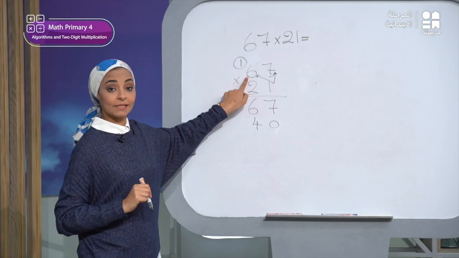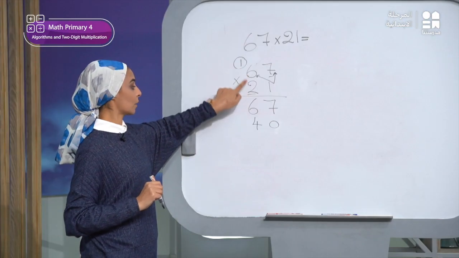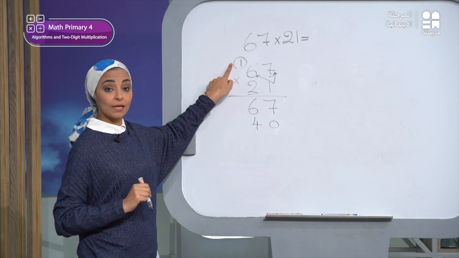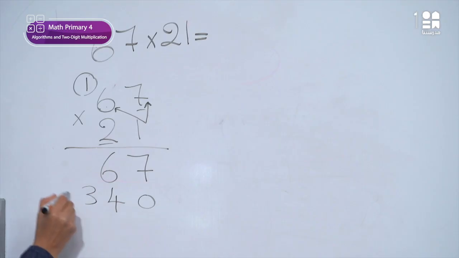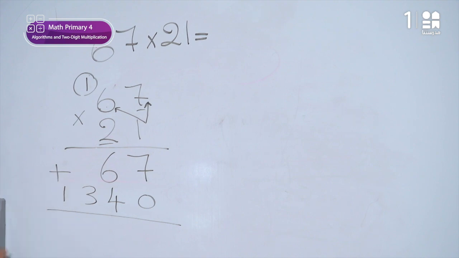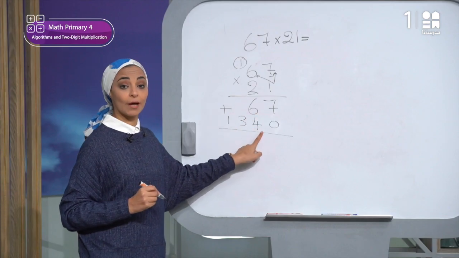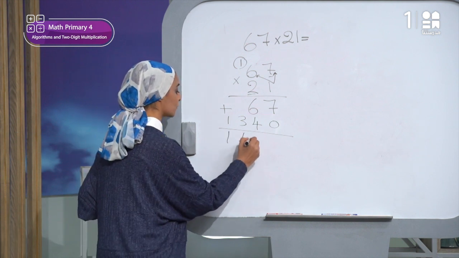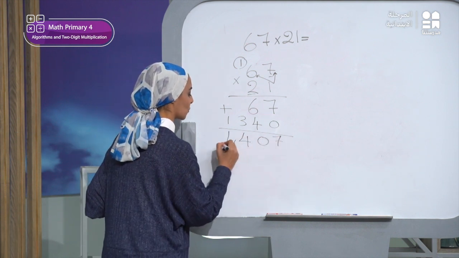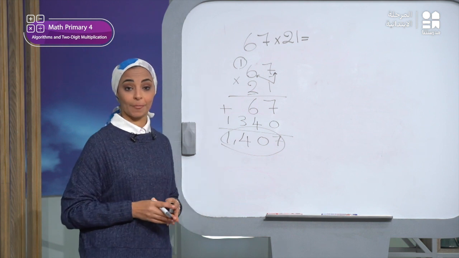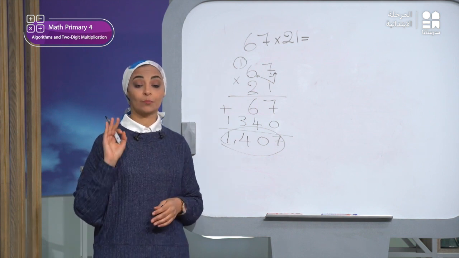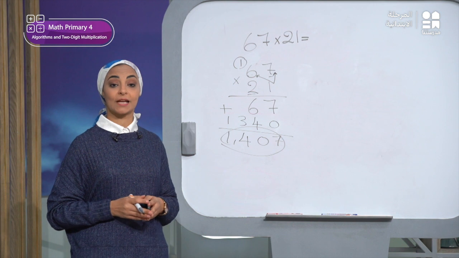And take care to add the 1. 12 plus 1 will be 13. So I will write 13 here. I will add these two numbers, 67 plus 1,340. The answer will be 1,407, and this will be the final answer. Now let's solve problem number 3 using also the standard algorithm.